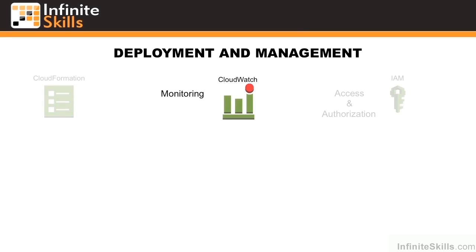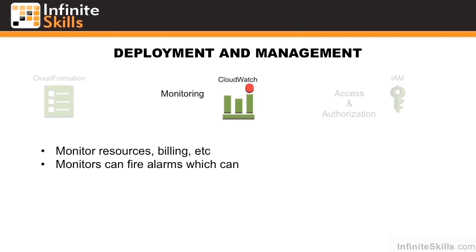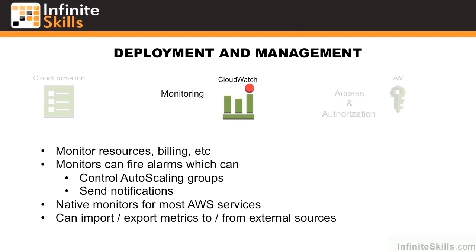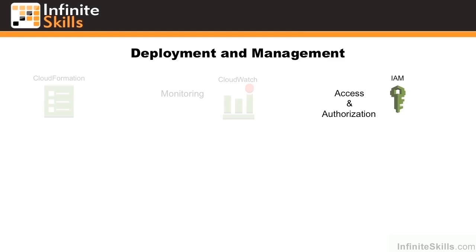We also have monitoring, which is enabled via CloudWatch. This allows you to monitor resources, billing, and so forth. Monitors can fire alarms, which in turn either control autoscaling groups or send notifications. There are native monitors for most AWS services, and you can import or export metrics to and from external resources, such as your own Nagios or Ganglia.